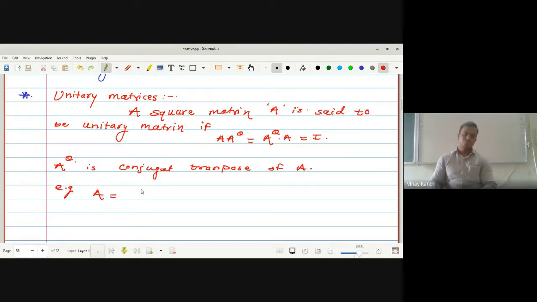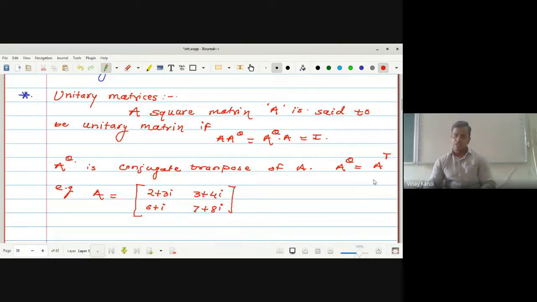If A is equal to, this is a 2 by 2 matrix, 2 plus 3i, 3 plus 4i, and 6 plus i, 7 plus 8i. Suppose this is the matrix A with entries as complex numbers. A theta is nothing but the complex conjugate transpose of A. Take the transpose of this first. After transposing, what else do we do? We also take the conjugate. Conjugate transpose of A. First take the conjugate of each element, then transpose it. So this implies A theta is equal to A bar transpose.